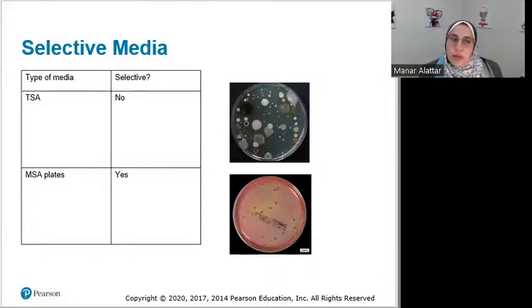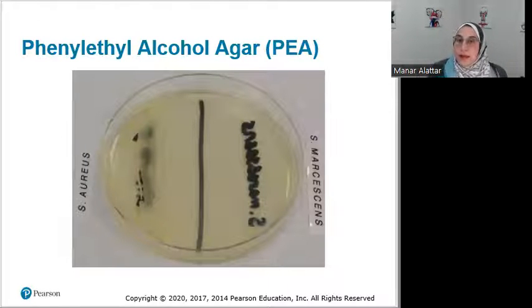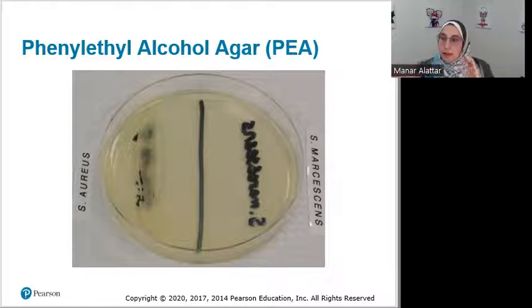Okay? So let me give you some examples of selective media, and then we'll layer on a little bit more complexity in a minute and talk about some other things that we can see with media. Now, another example would be phenylethyl alcohol agar, where we essentially have some chemical components, including alcohol, that select out for organisms that are gram-negative and only grow gram-positive organisms. So if we plate multiple different organisms, the ones that will grow will be gram-positive organisms and not gram-negatives.